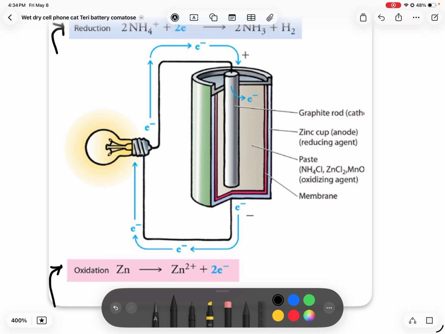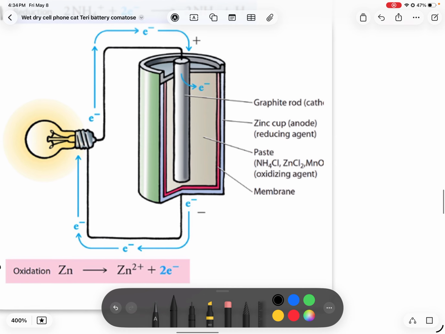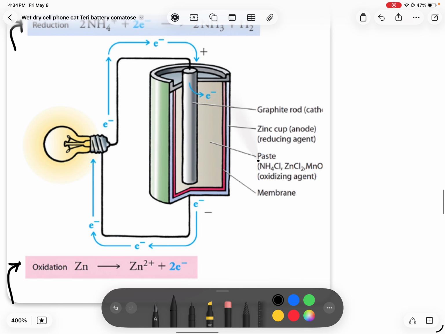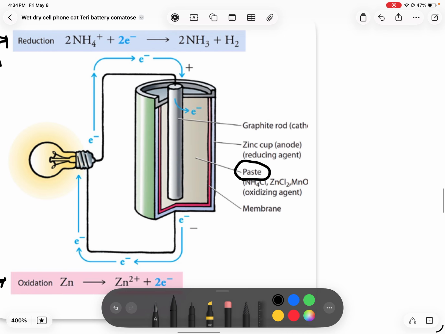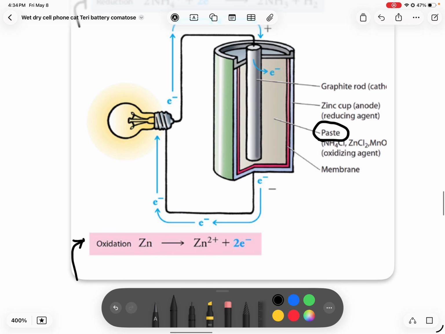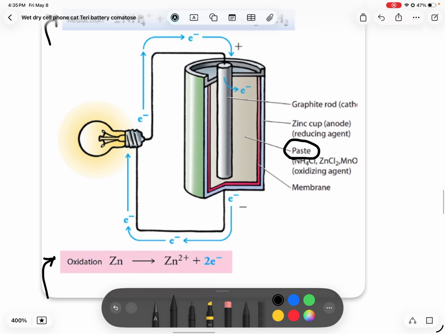Now, if we have a reducing agent to get energy, we must also have an oxidizing agent. In this case, the oxidizing agent is the paste, which is made up of NH4Cl, the ammonium chloride, and ZnCl2, the zinc chloride, along with manganese dioxide, MnO2. And we also have a membrane surrounding the zinc cup.